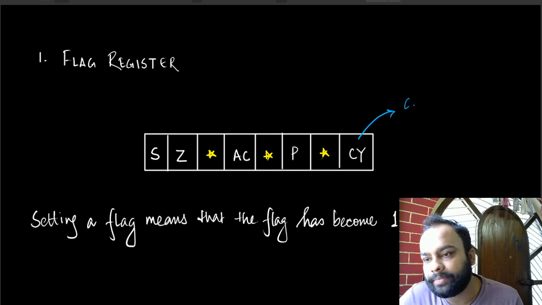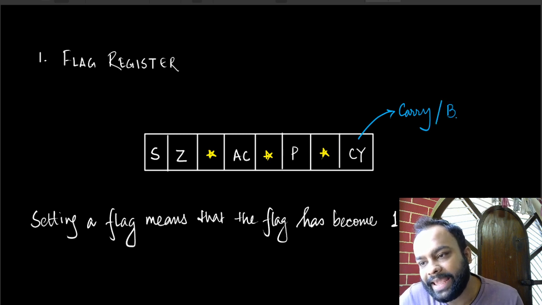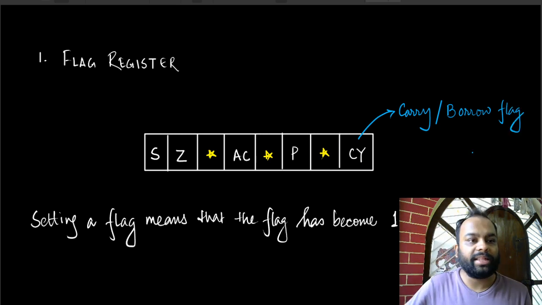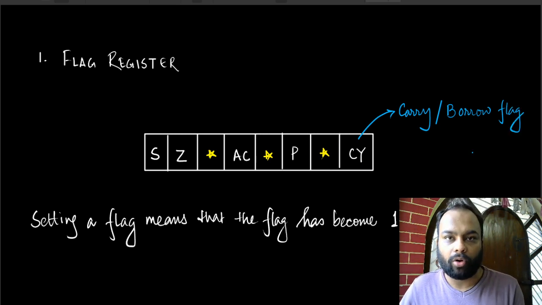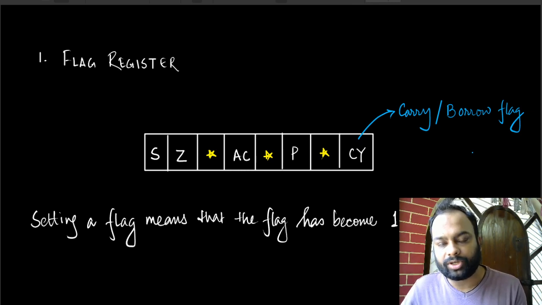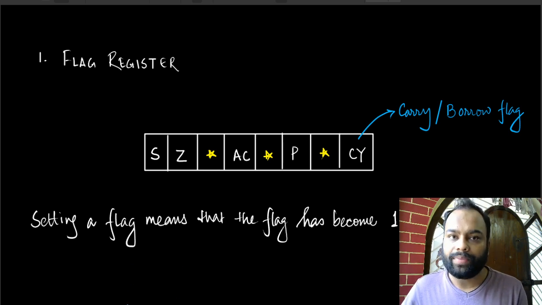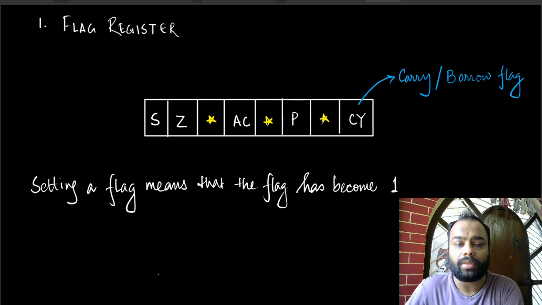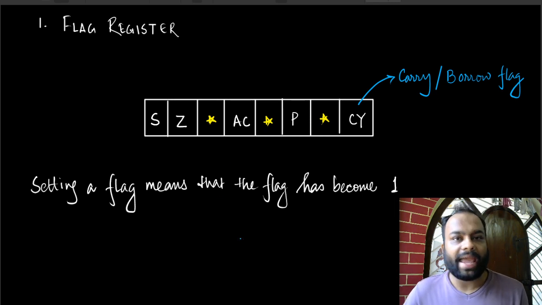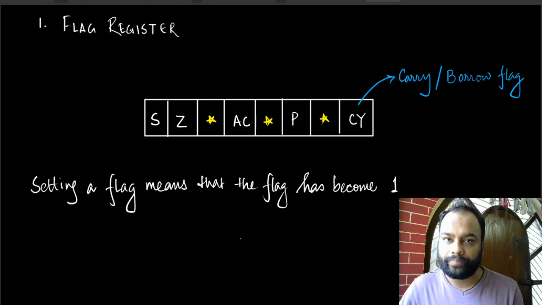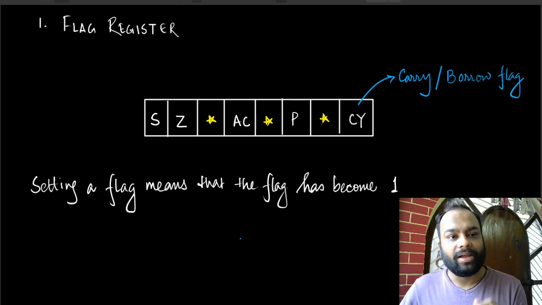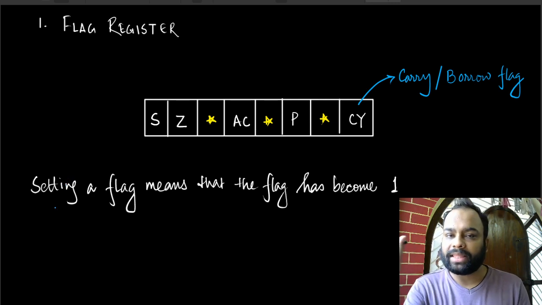So this is the carry flag, often called the carry and borrow flag. This flag indicates whether there is a carry or a borrow after the last executed instruction. If there was a carry, the carry flag will be set. Now what about the auxiliary carry? Auxiliary carry and auxiliary borrow are the same, and it indicates whether there has been a carry or a borrow from the 3rd bit into the 4th bit.